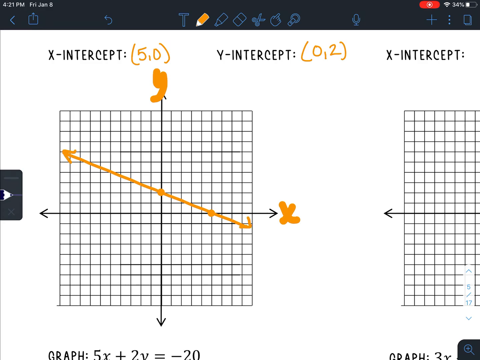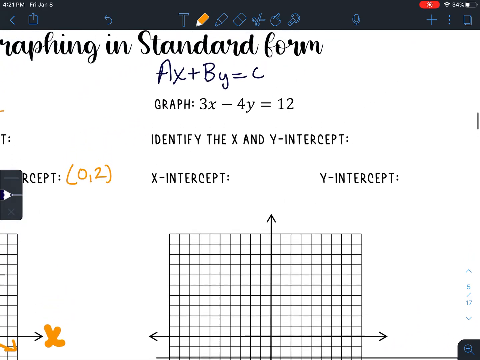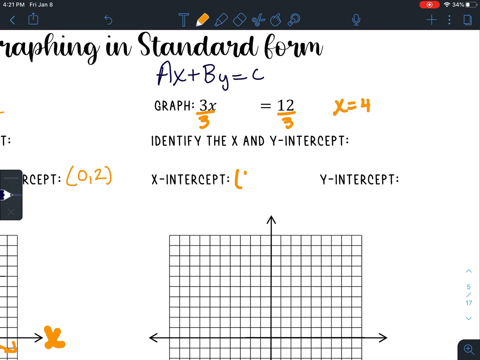Love it. All right, so let's try another one. So once again, here we are. I'm going to cover up my, let's do y again. Now that I've covered up my y, I'm going to divide both sides by 3 to solve for my x. So x I get to be 4. So that's going to be 4, 0.